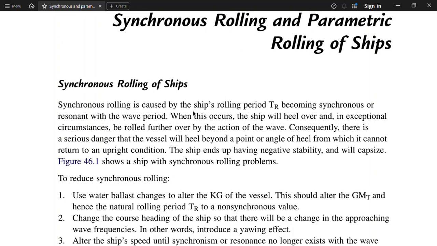So in this video, we are going to discuss synchronous rolling and parametric rolling of the ship. I have taken an extract from a book, so just go through it. It is described in a very simple, crisp and lucid manner.